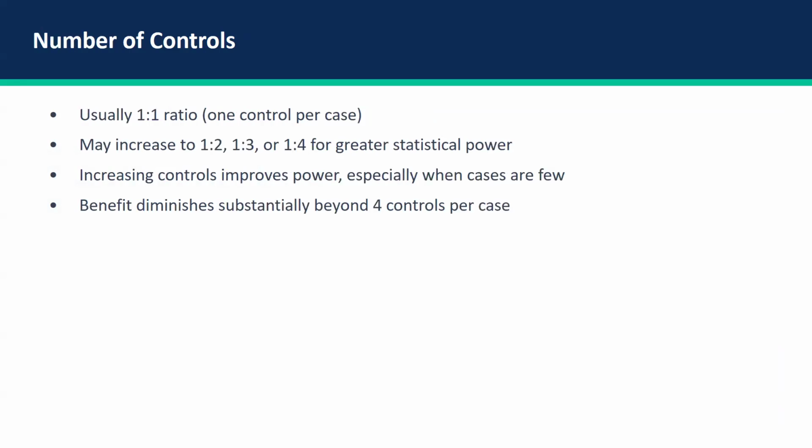So how many controls are required? Usually a 1:1 ratio, which means one control per one case is selected, but we may increase to 1:2 or 3 or 4 for greater statistical power. Increasing the controls will improve the power, especially when cases are few. The benefit will reduce substantially beyond 4 controls per case. So this should be the maximum ratio, not beyond that.